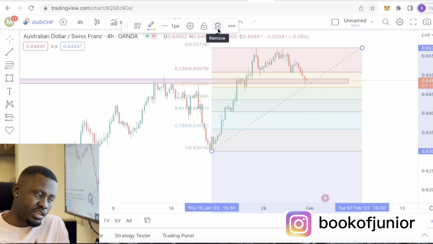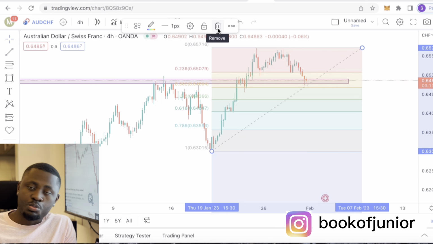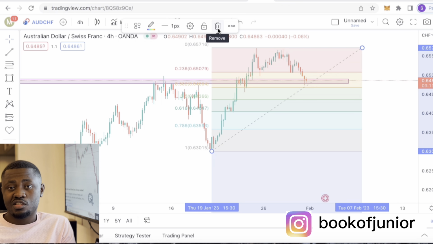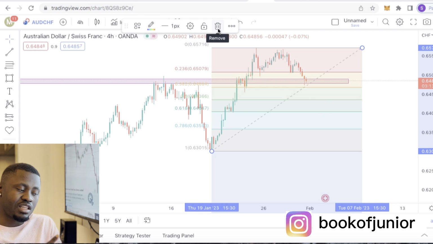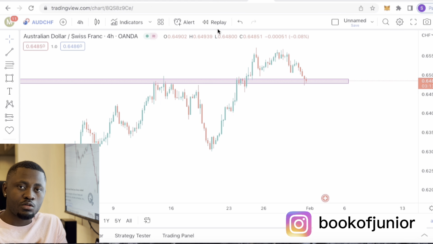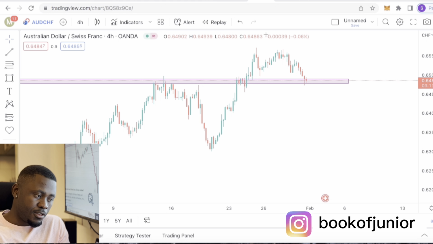Now my important zone here is the 50% level. If price breaks the 50% zone, I'm definitely going to be looking for sells. But if price just bounces off the 50 level, I'm going to be looking for buys. This is the AUD CHF. But when I'm trading the AUD CHF, I also like to look at the AUD USD. You should always have two scenarios. Even though you have the buy scenario that you're looking for, you should also look at the sells.